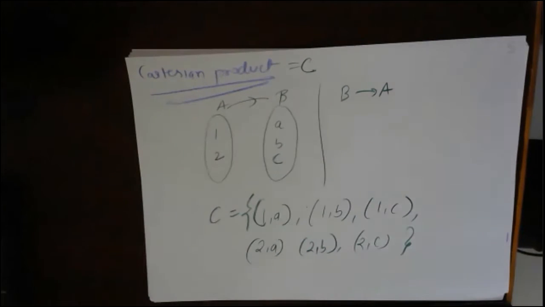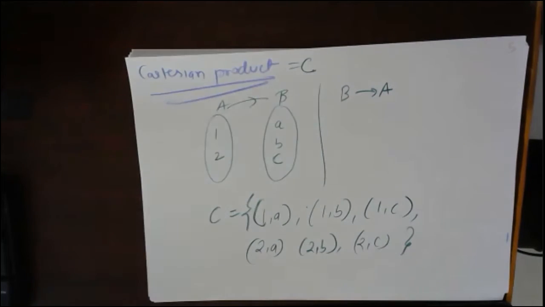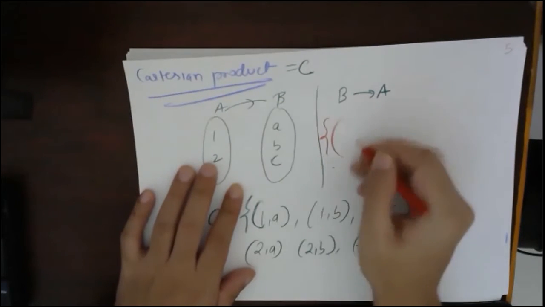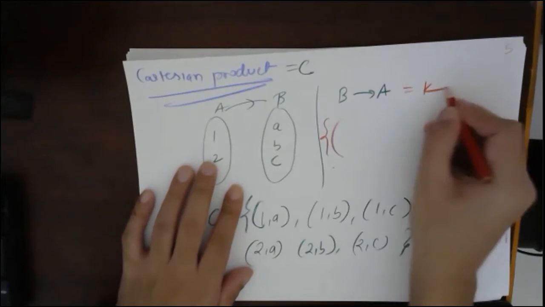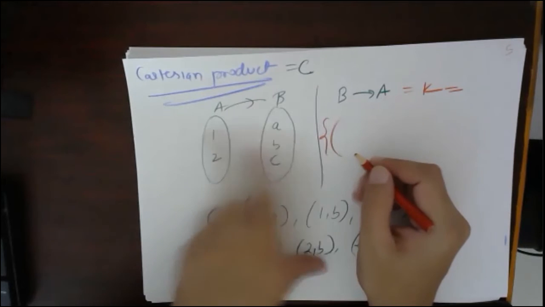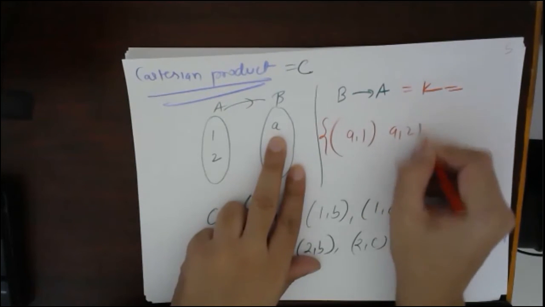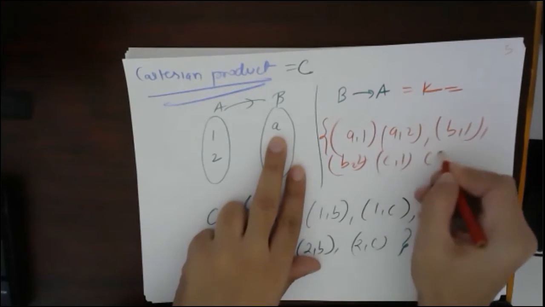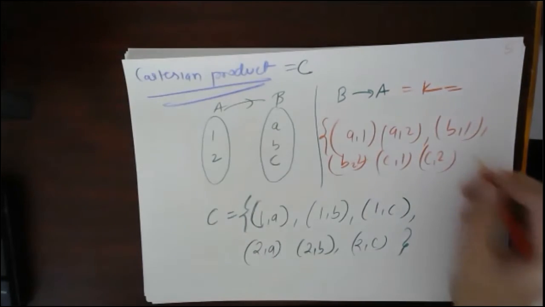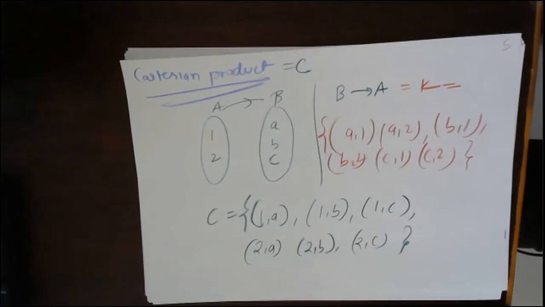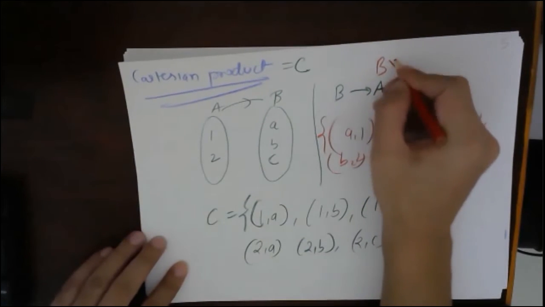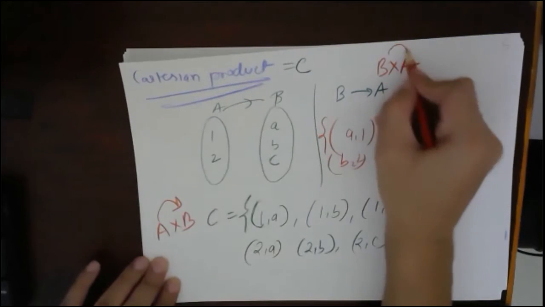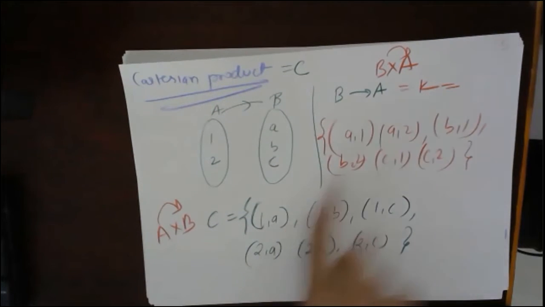Done? Very good. So the Cartesian product from set B to A will be from this set to this set. Suppose I'm saying this is K. So K is equal to (A, 1), (A, 2), (B, 1), (B, 2), (C, 1), and (C, 2). Very good. Everybody had understood, right? So this is the Cartesian product from B to A, and this will be represented as B cross A. Cartesian product is represented as cross. So this cross means from A to B, and this cross means from B to A. See, there is a difference: (1, A) and here (A, 1). Right?